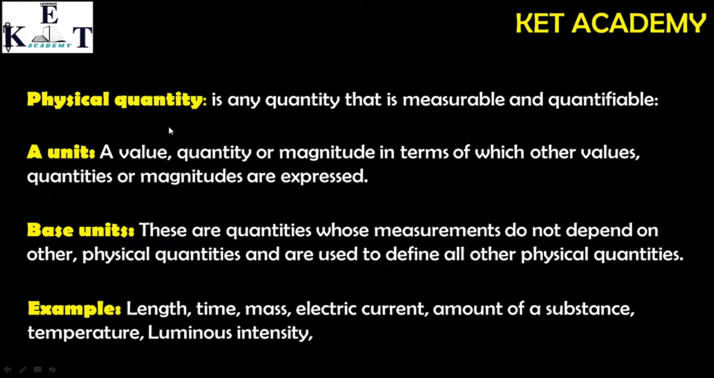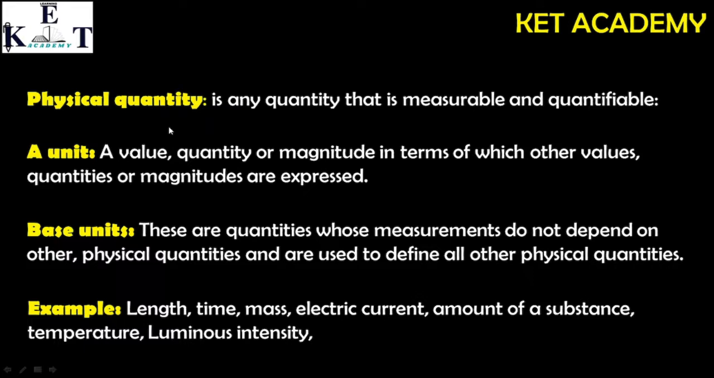So the first thing we're going to look at is a physical quantity, and a physical quantity is any quantity that is measurable and quantifiable. A unit is a value, quantity, or magnitude in terms of which other values, quantities, or magnitudes are expressed. We'll move forward to base unit, and a base unit is simply a quantity whose measurement does not depend on other physical quantities and is used to define all other physical quantities.